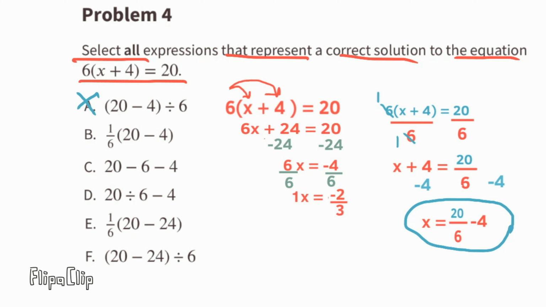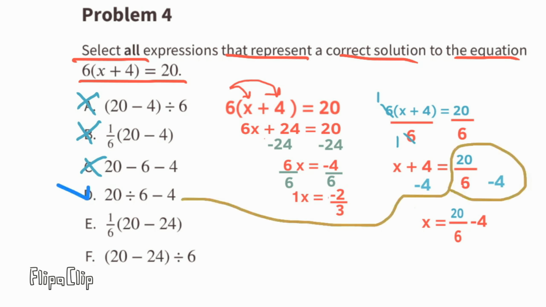I've eliminated option A because 20 minus 4 divided by 6 is different than 20 divided by 6 minus 4. I've also eliminated option B because 1/6 of 20 minus 4 is different than 20 divided by 6 minus 4. And I can eliminate option C because 20 minus 6 minus 4 is different than 20 divided by 6 minus 4. I'm going to keep option D because option D is the same as 20 divided by 6 minus 4, which is equivalent to 20 over 6 minus 4.